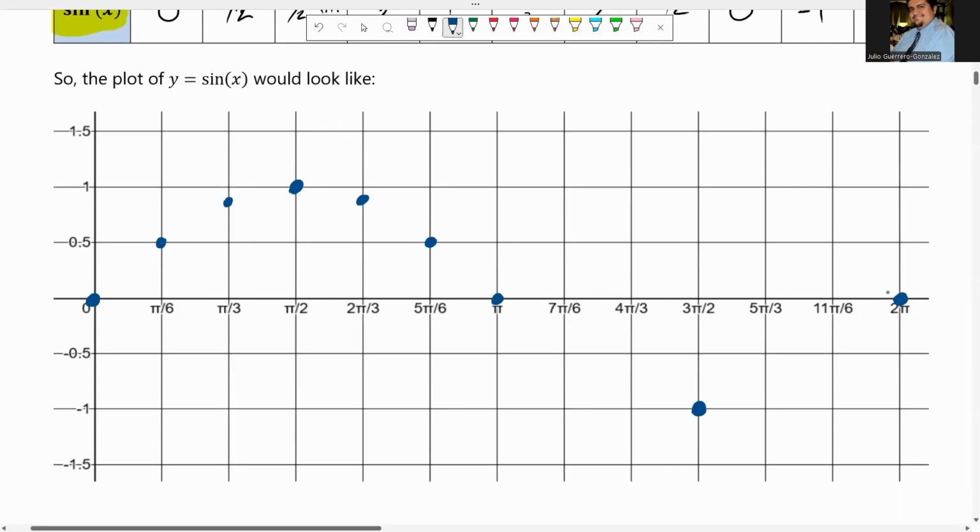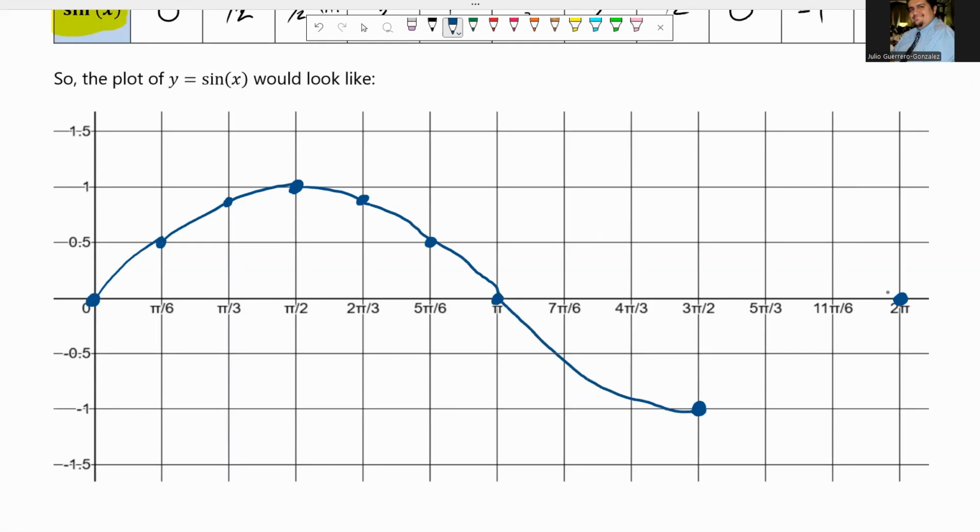Let's connect the dots like we really did in kindergarten, right? Bam. Bam. I skipped a couple values, but that's all right. There we go. Hopefully you guys see that shape, right? This is sine. This is the sine graph, okay?